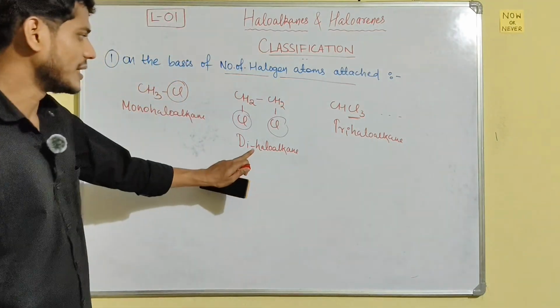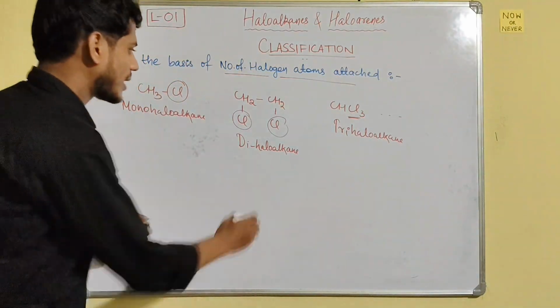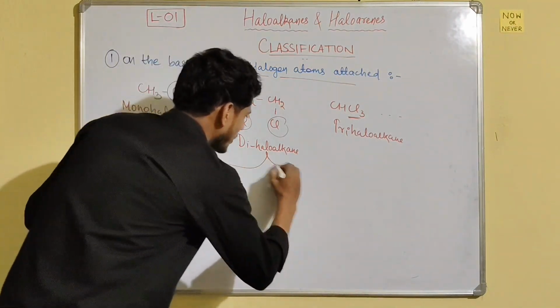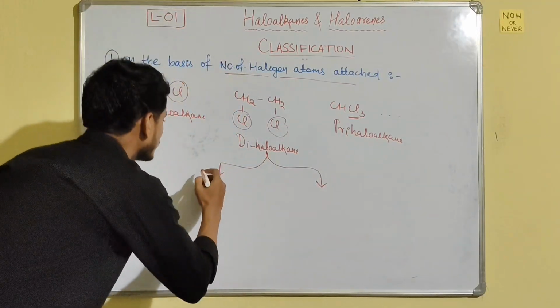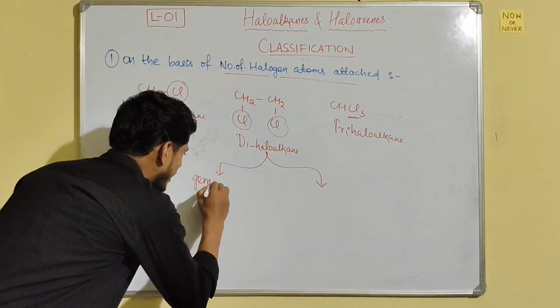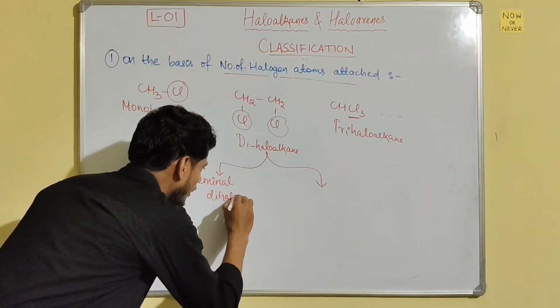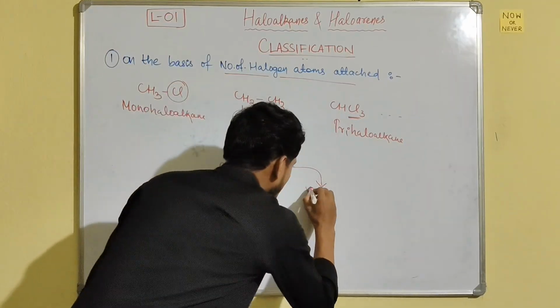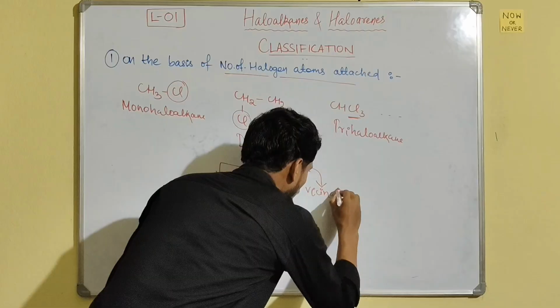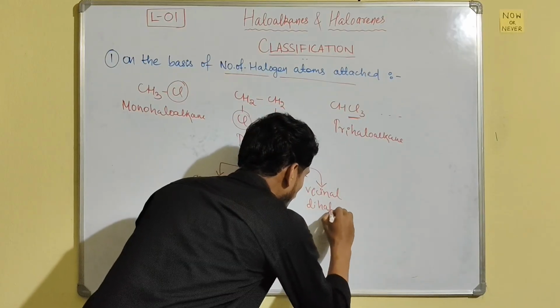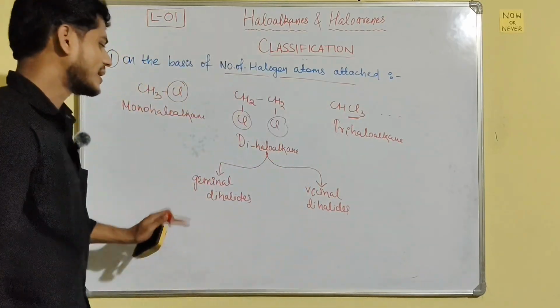Clear? Okay. But see here, this dihaloalkane can be categorized into two special names, which are known as geminal dihalides. Another is vicinal dihalides. So what is geminal dihalide?